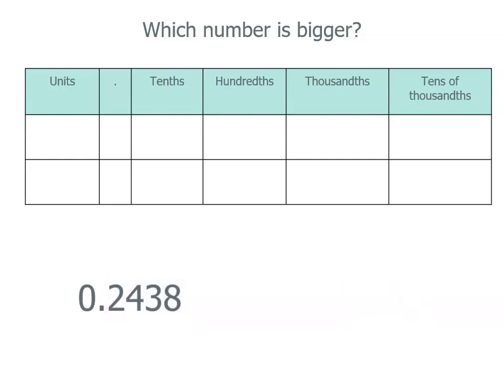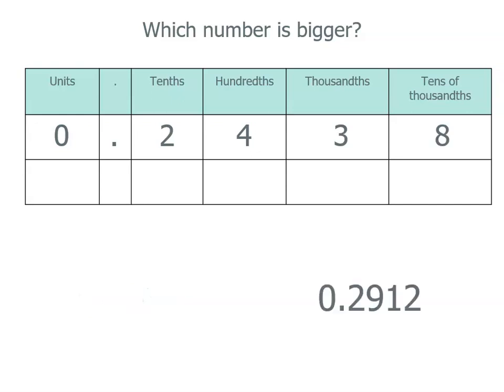If we put the first number in, you'll see we've got no units, 2 tenths, 4 hundredths, 3 thousandths, and 8 tens of thousands. Our other number has 0 units, 2 tenths, 9 hundredths, 1 thousandth, and 2 tens of thousands.